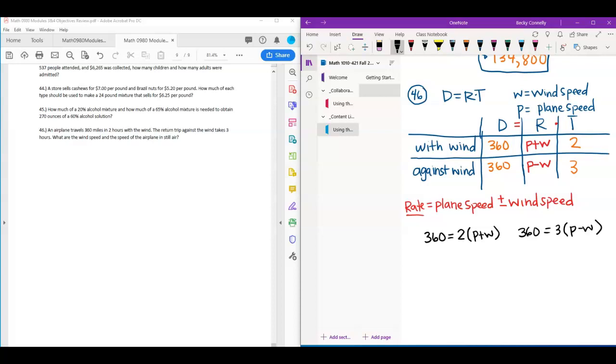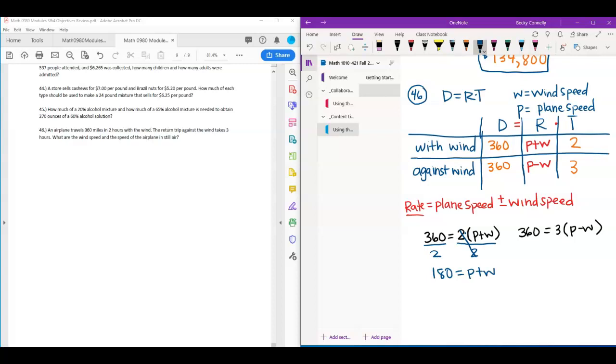Now, sometimes students' first inclination is to distribute that 2 through and distribute the 3 through on the other one. You can do that, but there's a faster way. Notice that this is connected by multiplication. So in order to undo that multiplication, I could divide that whole side by 2, and then I need to divide the other side by 2. Those 2s divide out on that side, and I'm left with 180 equals P plus W.